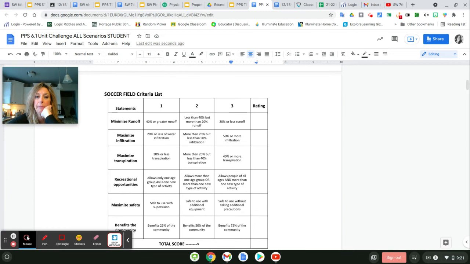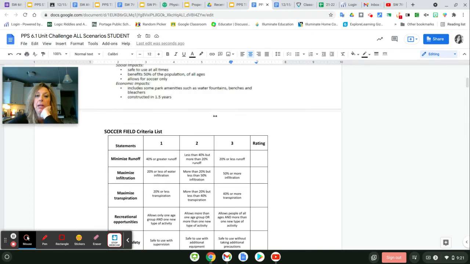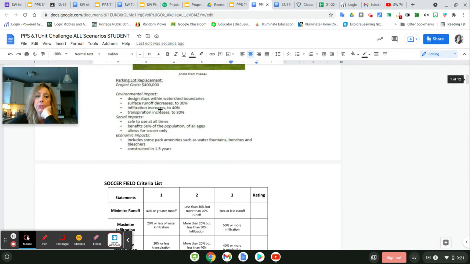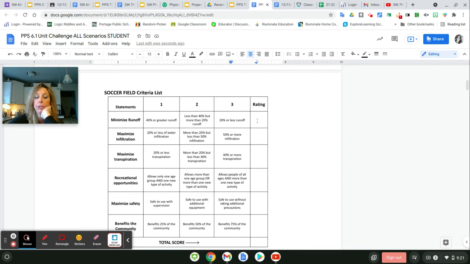So 30%. Well, this says if it's 40% or greater runoff, it only receives a 1. That means that if it still is going to have 40% or more of runoff, then it wouldn't be great. It would be a 1. Less than 40%, but more than 20% runoff would be a 2. If it brings it down to 20% or less runoff, that's good. That would be a 3. So this says surface runoff decreases to 30%. So we're right in the middle. So that's a 2.